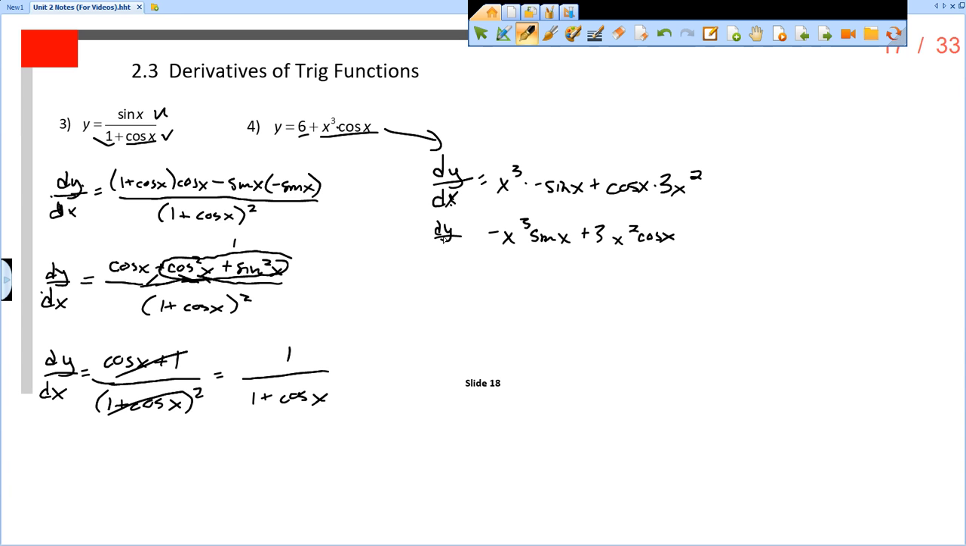Not really much you could do other than maybe factor out an x squared. So you could write x squared times negative x sine x plus 3 cosine x. But that doesn't really change it at all. You haven't simplified, you've just rewritten it. So that would be dy/dx. All right, so that is slide 18.